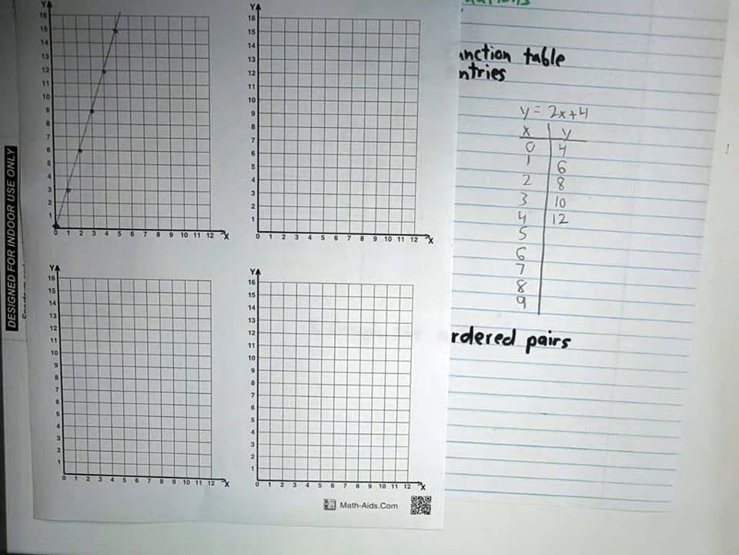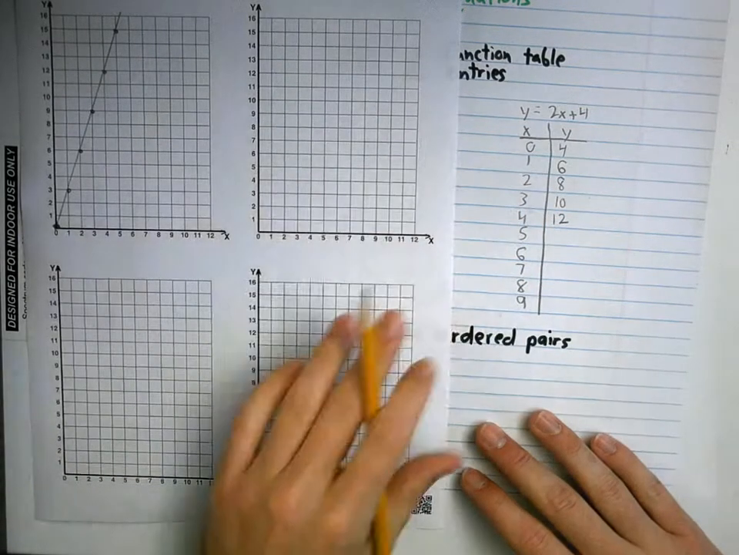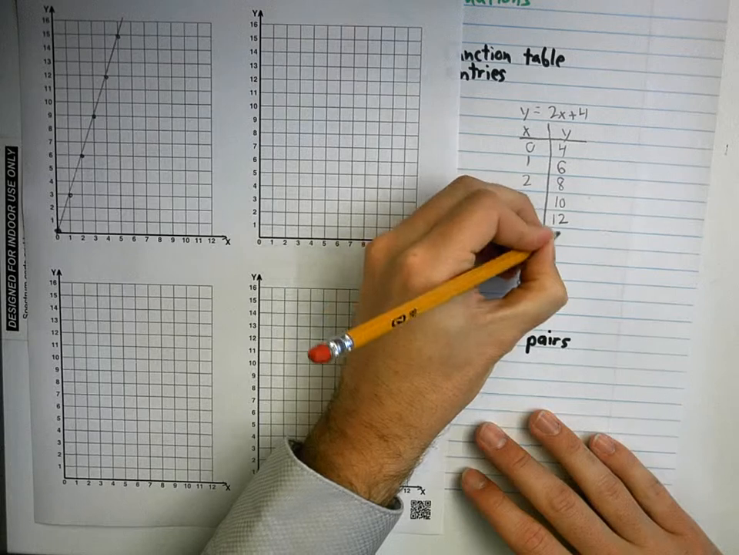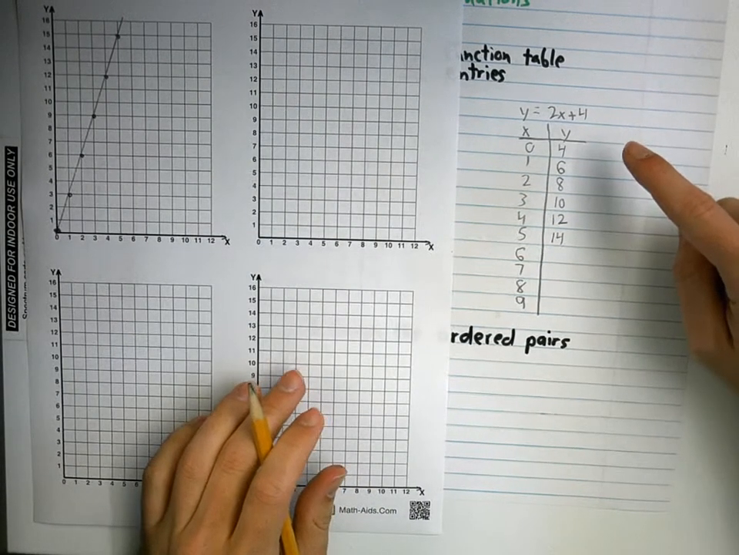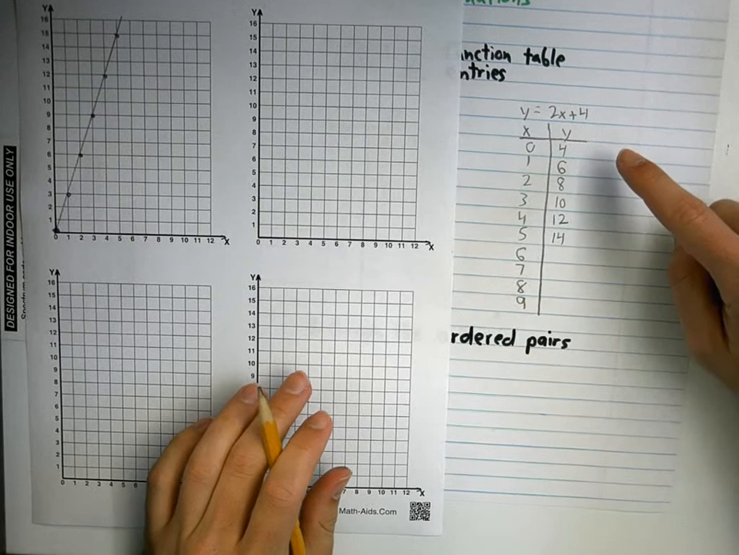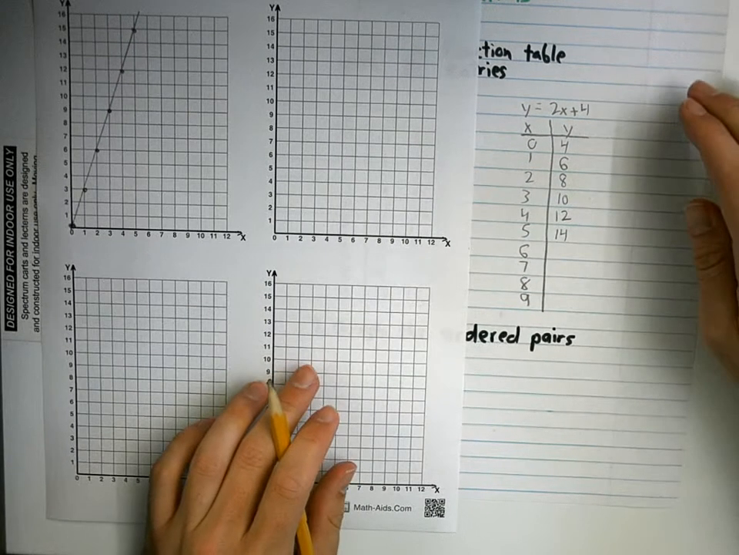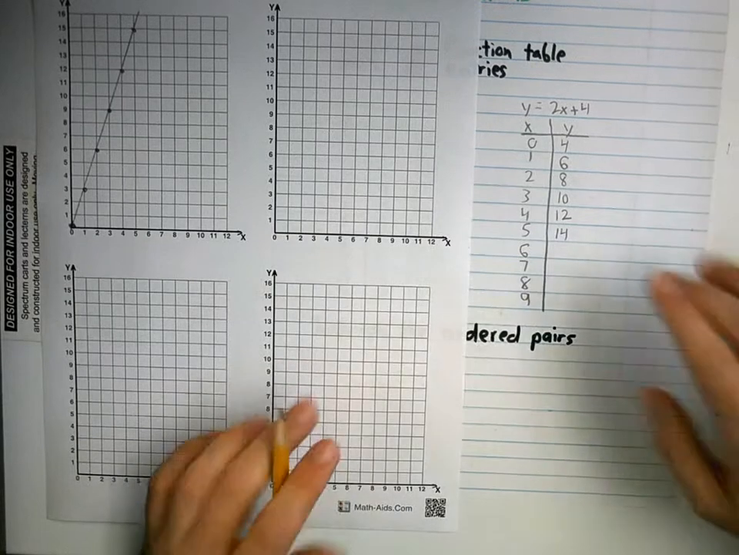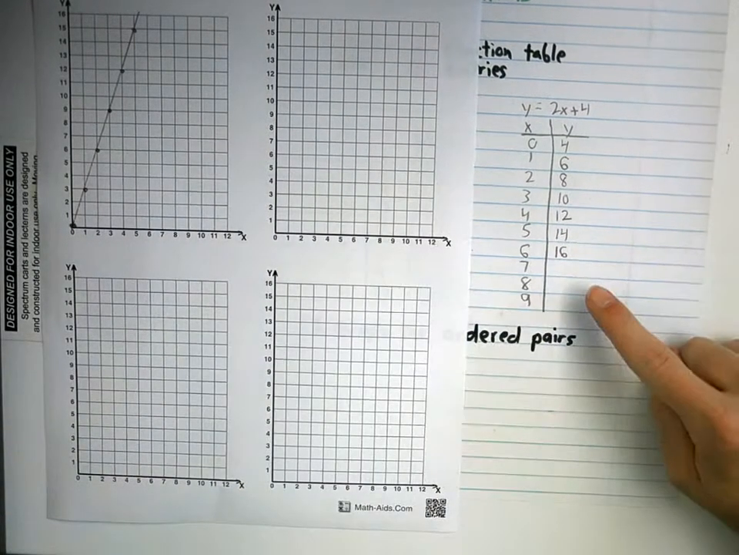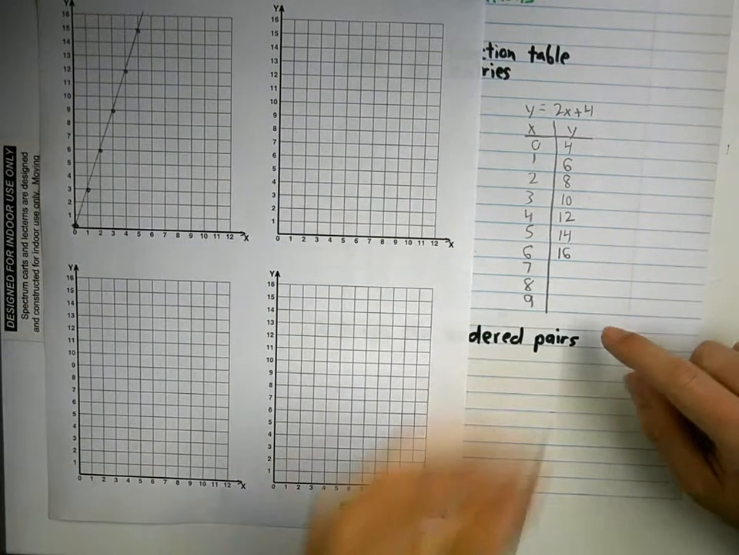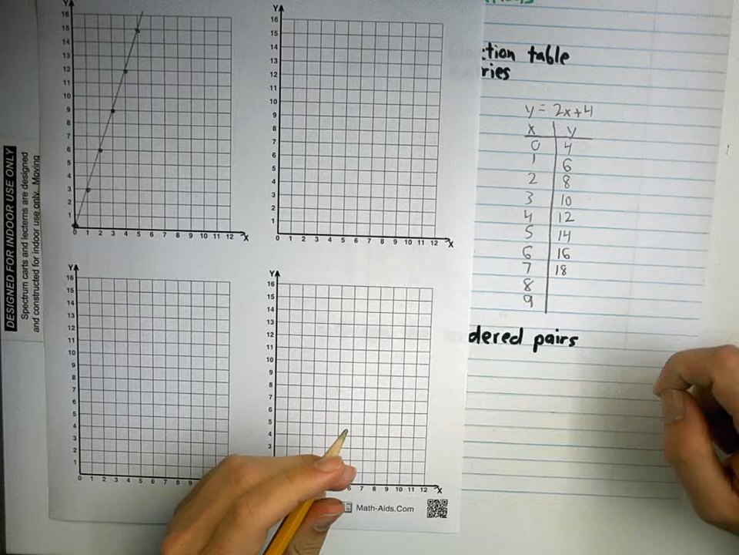What's my 5 going to be? 14. 2 times 5 is 10, plus 4 is 14. What's my 6 going to be? 16. 6 times 2 is 12, plus 4 is 16. What's my 7 going to be? 18. 7 times 2 is 14, plus 4 is 18.